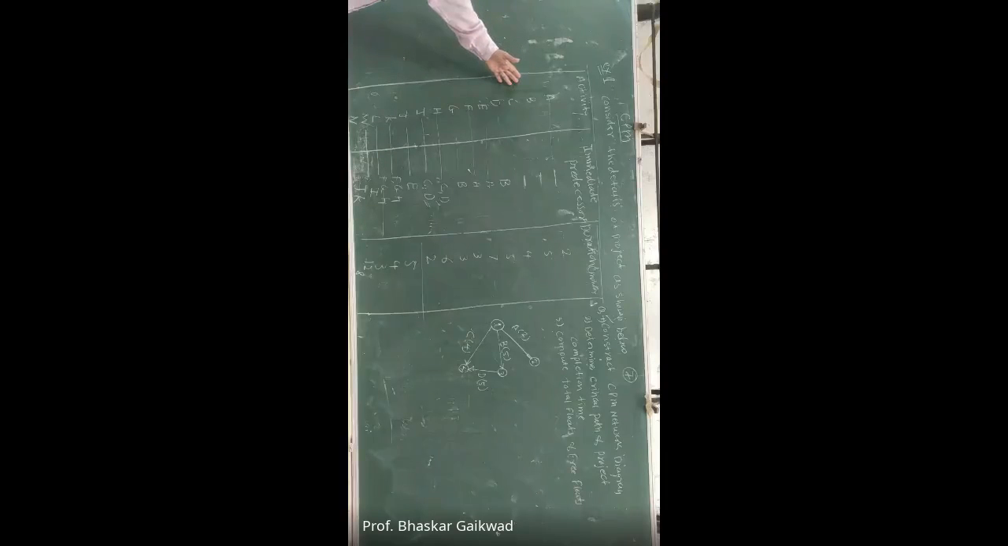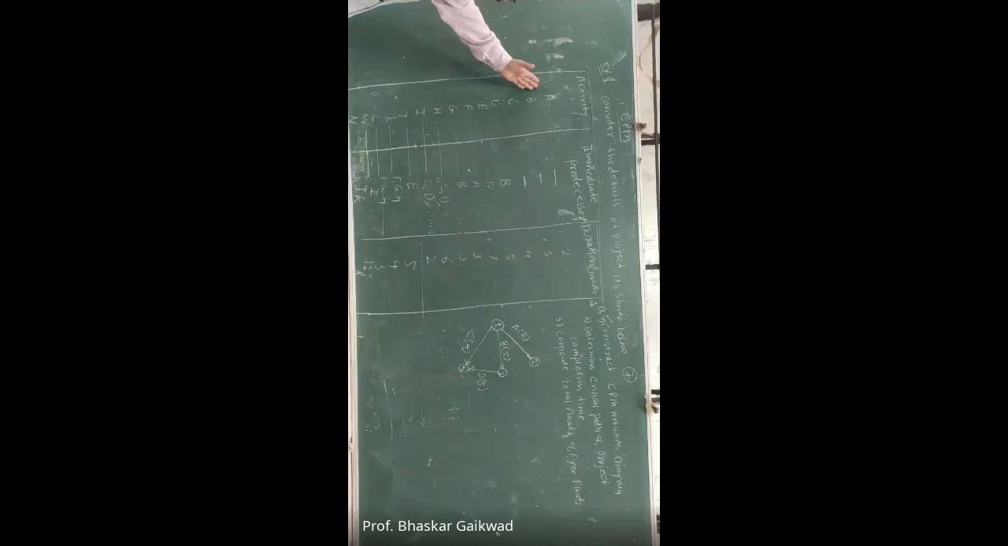Hello? Sir, one column is not visible. Which column? This column. You write here A, B, C, D up to N. This is A, B, C, D up to N. It is clear, no? Hello?